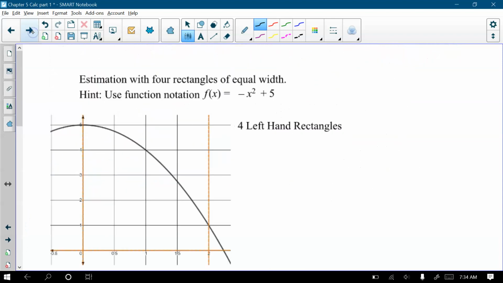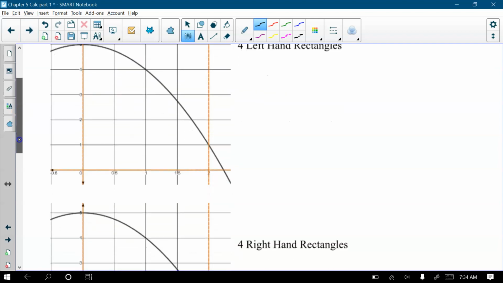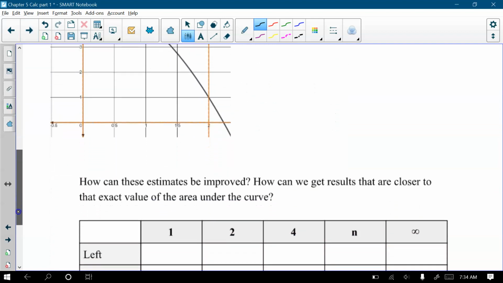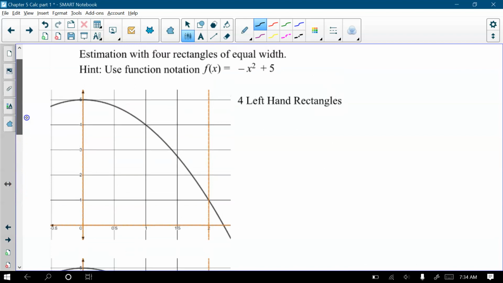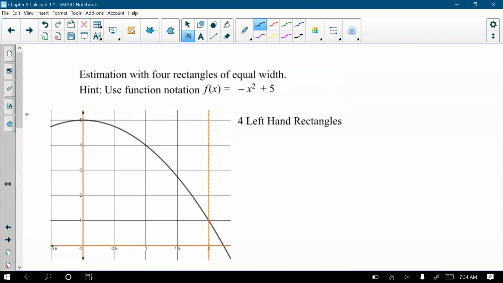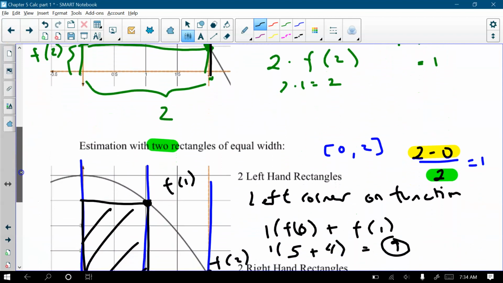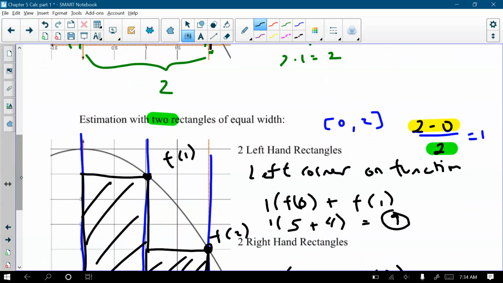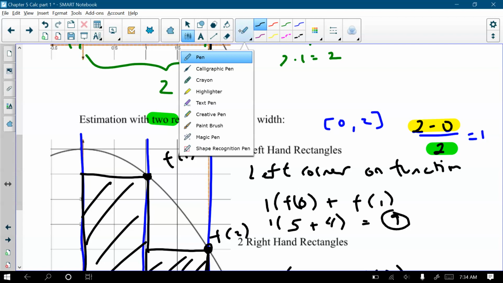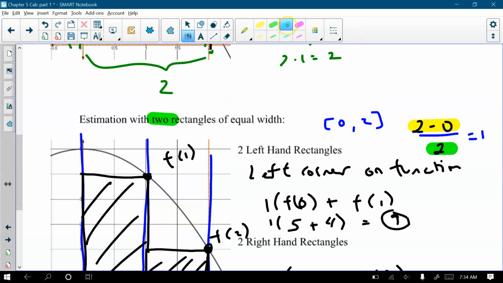So let's do it. Okay, we're going to use this top picture for 4 left-hand rectangles and this bottom picture for 4 right-hand rectangles. What I'm going to have you do is pause the video, talk it over with your groups, and see if you can get an answer for this. One thing that I want to make sure you're using is when I set up my areas, I always did f of 0 and f of 1. I did not write down f of 5 and 4 first. I always want to put it in terms of the function for the height. So please make sure you're doing that. Please make sure your group members are doing that.